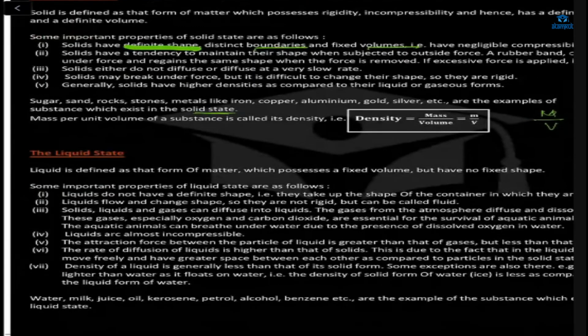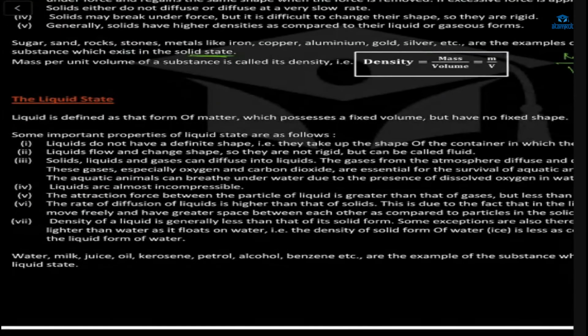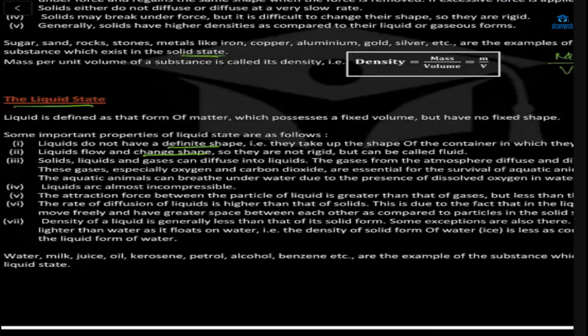Ma'am, and all non-metals are liquids, I guess. See, what is liquid? Liquids do not have a definite shape. Liquids flow and change shape, so they are not rigid. We call it fluid also. Liquid can be called by one more name, no? It's fluid. Yes, fluid.